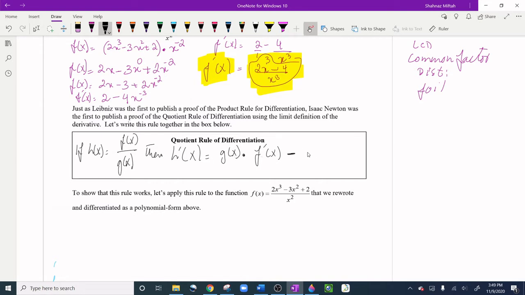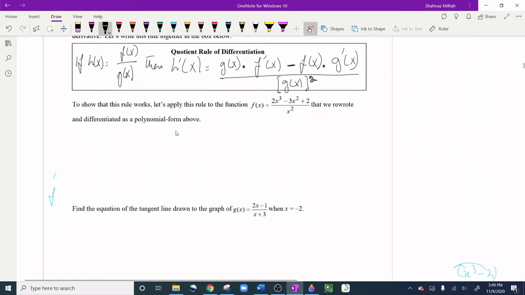Then we keep the f of x as original times the g prime x. There. Divide by g of x whole squared. So it's going to go square, the original g, the one in the bottom. So let's apply the quotient rule on this question.